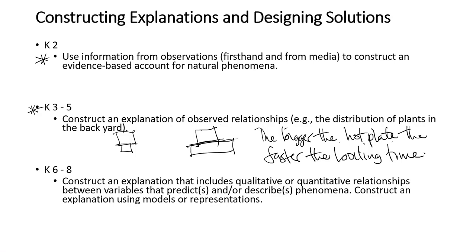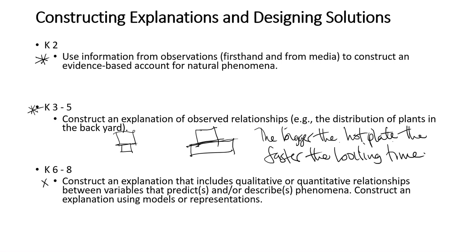Now here you're looking at the relationships. That is 3 to 5. This is more complex than just a description of observation that we do in K2. And then they can say, yeah, because the bigger hot plate produces more heat than the smaller hot plate.